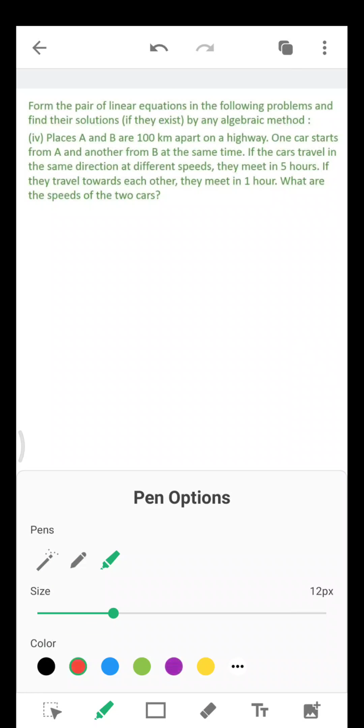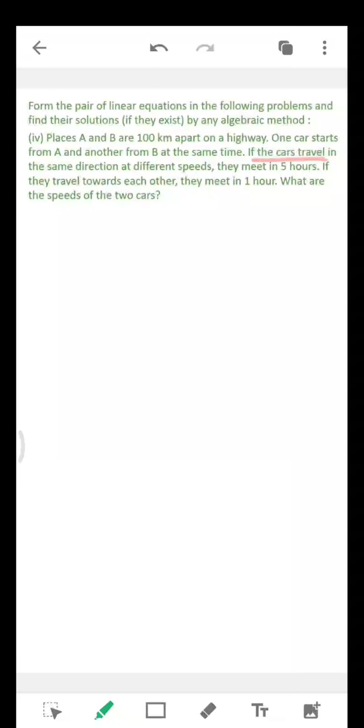You can see, if the cars travel in the same direction at different speeds, they meet in 5 hours. That is the first case. If they travel towards each other, this is the second case, they meet in 1 hour. Now we know the distance between the cars and the time they travel. Using this we have to find what the speeds of these two cars are.